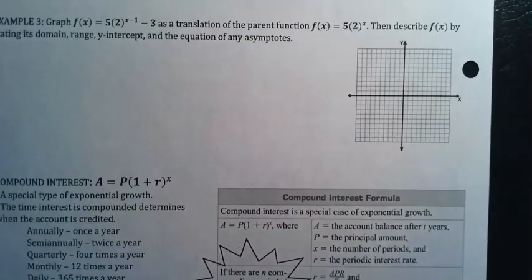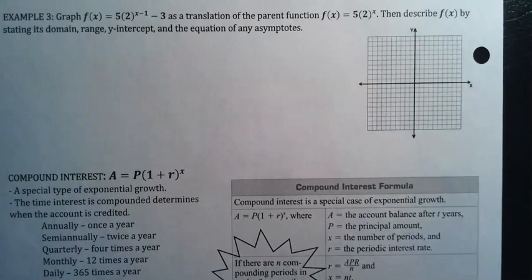So let's clear that and go to the back. Okay, example 3 then. We're going to graph f of x equals 5 times 2 to the power of x minus 1, minus 3, as a translation again of the parent function f of x equals 5 times 2 to the power of x. Then describe f of x by stating its domain, range, y-intercept, and the equation of any asymptotes.